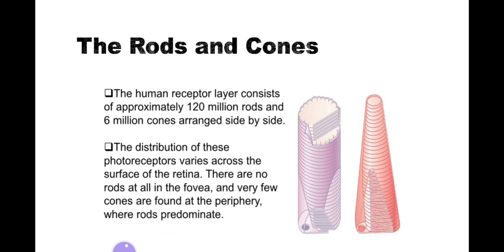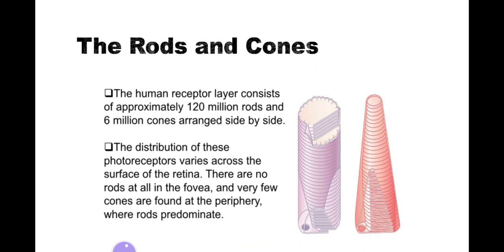First of all, what are the rods and the cones? These are actually the photoreceptors. The human retina consists of approximately 120 million rods and 6 million cones arranged side by side. The distribution of these photoreceptors varies across the surface of the retina.